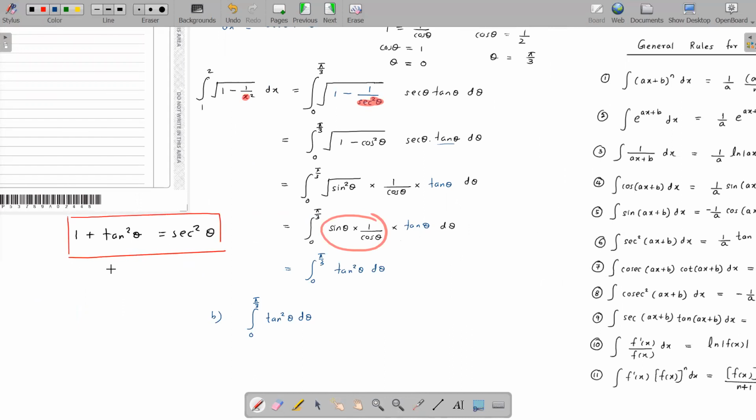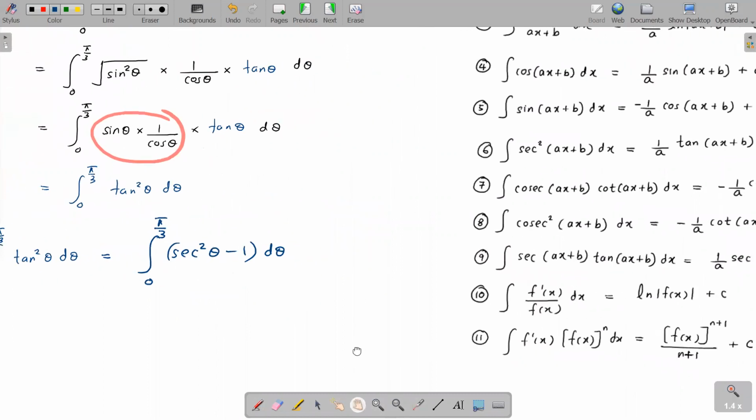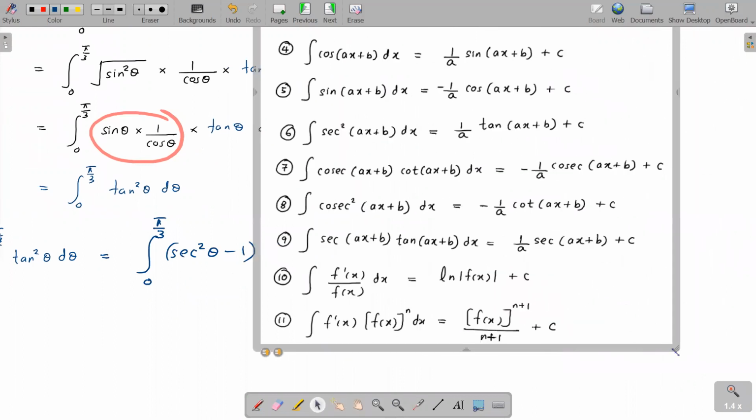So from this I can create tan square theta is sec square theta minus 1. Do you realize what's going on? So when we have sec square, we know how to directly integrate sec square. So when I work here, I go with integration. Instead of tan square, I will write sec square theta minus 1, d theta, limits from 0 to pi over 3. Do you realize what's going on here? Okay, and now I can go with the integration rules.